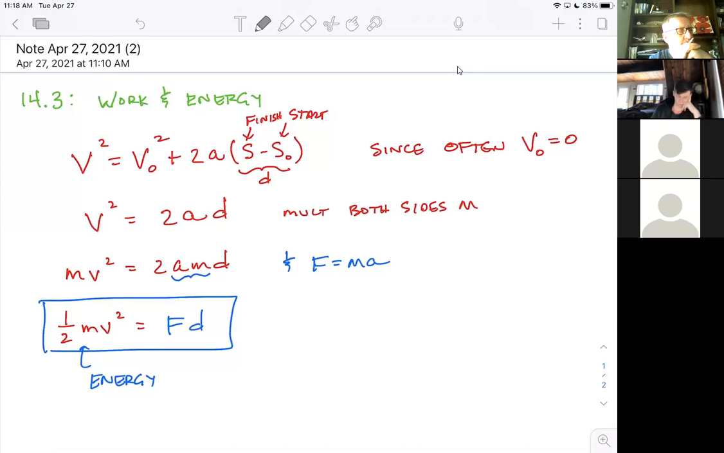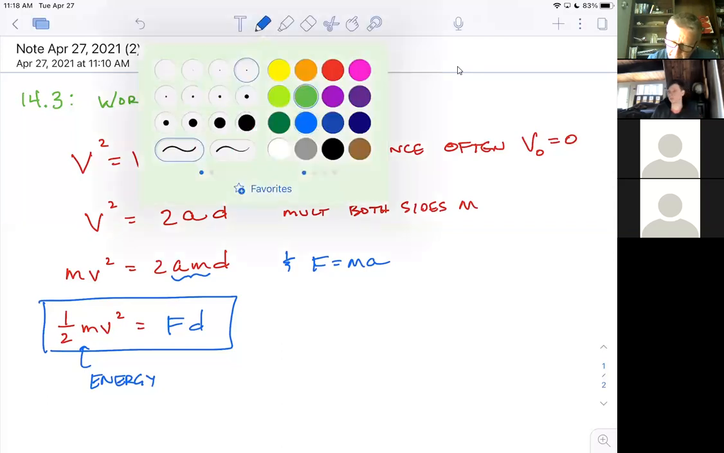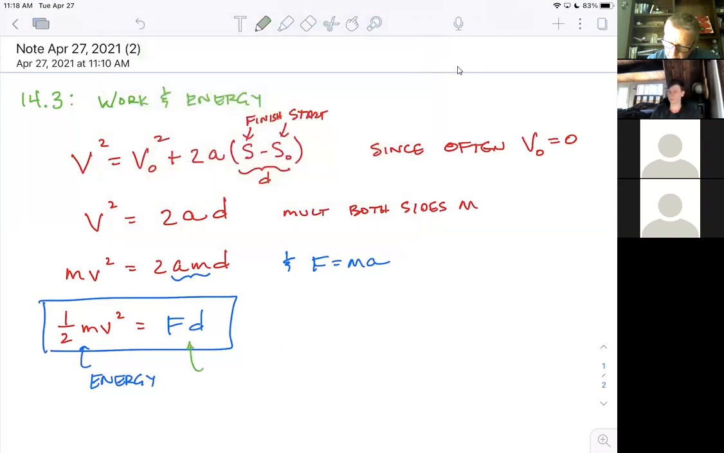I think that should feel good to you conceptually. But notice this side is kind of what physicists have renamed work. But notice the important thing here is they're actually the same thing. Energy and work are actually identical. It's not just that these are two concepts, they're actually the same exact thing.